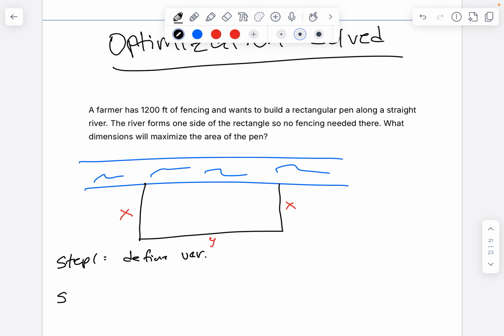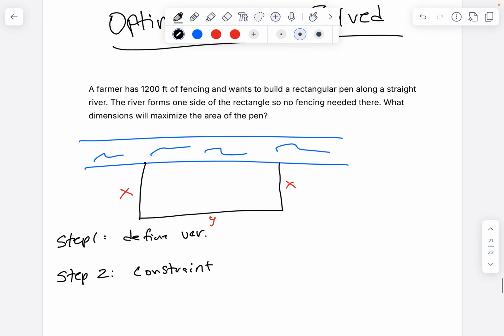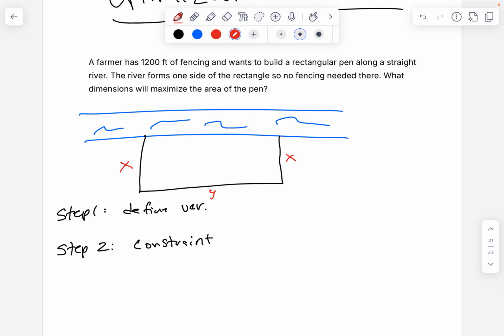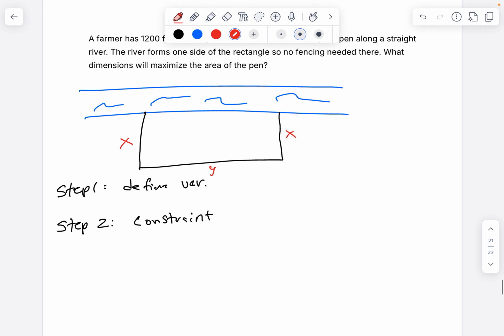Step two. Now let's write out the constraints that we have. Since the river makes one side of the pen, we only need fencing for three sides, so two widths and one length. So the fencing equation becomes just the perimeter, right? The perimeter of a rectangle is 2x plus 2y is equal to p.